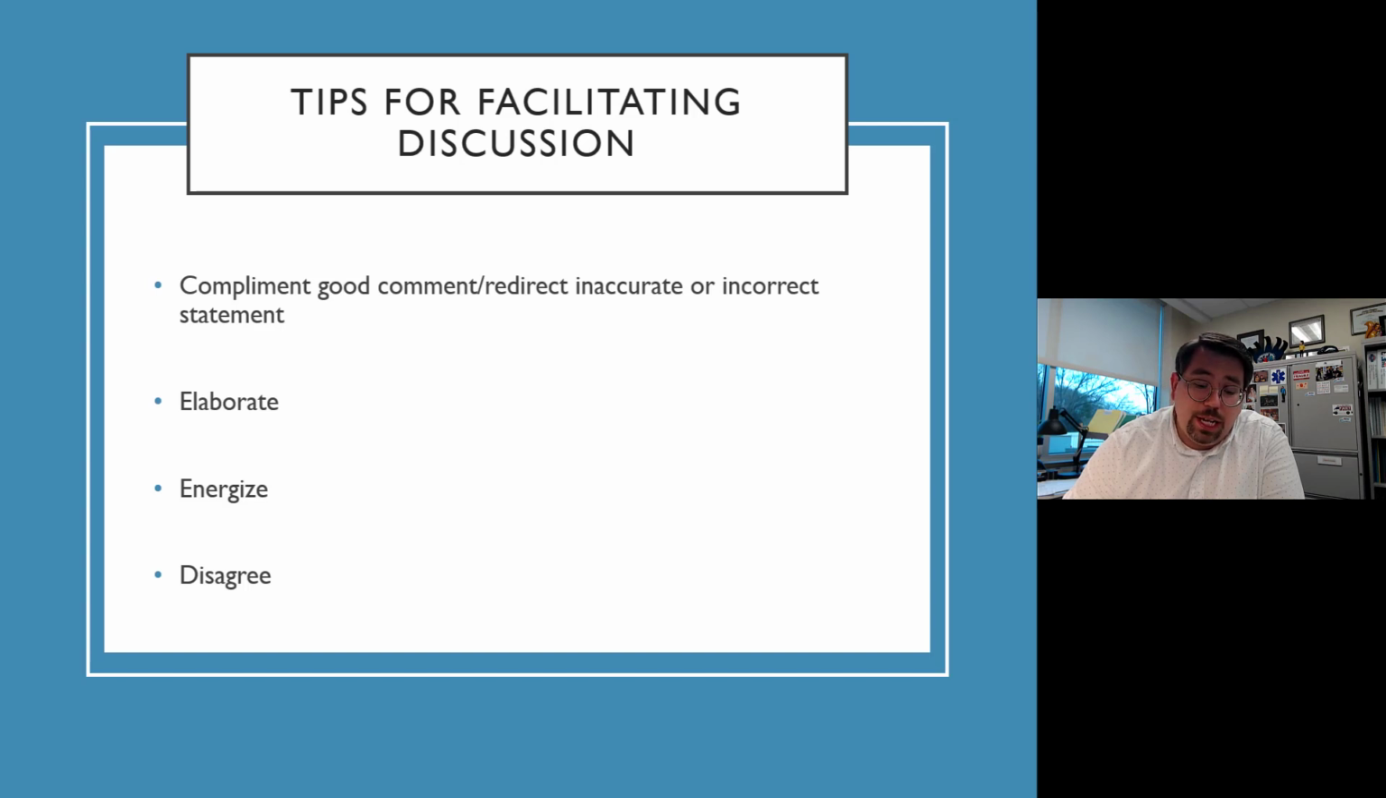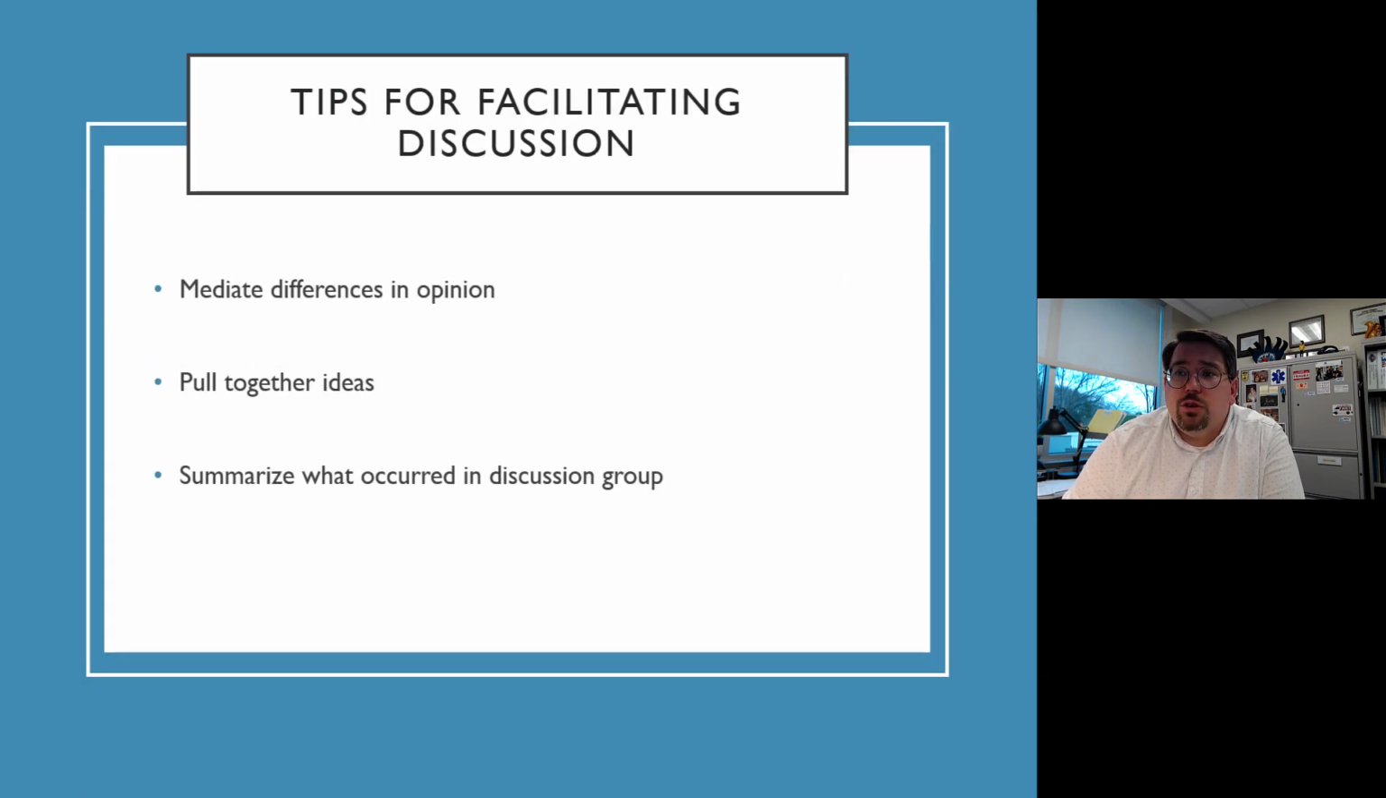We may even need to play the role of being one that goes against the grain, one that disagrees. We want to do what we can to mediate differences in opinions, and then putting everything together at the end is really important. Take all those great ideas and put them together and summarize what has occurred in the discussion group.